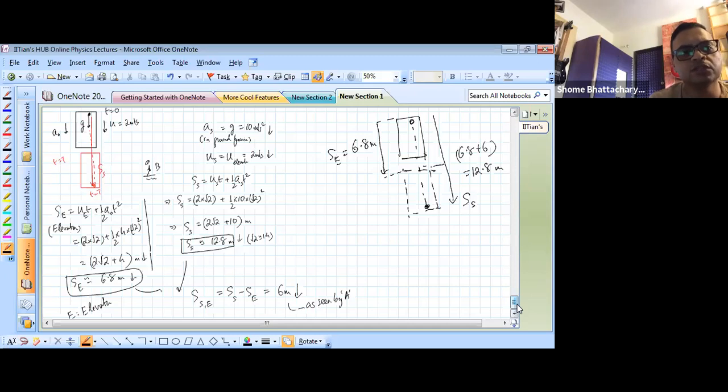U2 was given to us. In the question I had given, the initial velocity was 2 meters per second. That was explained in the question. So for the second part, it was given that assume the initial velocity when the screw comes off is 2 meters per second downwards.